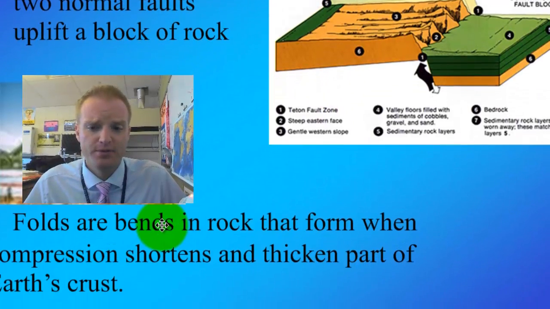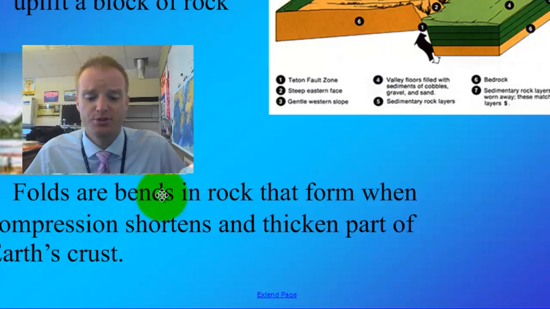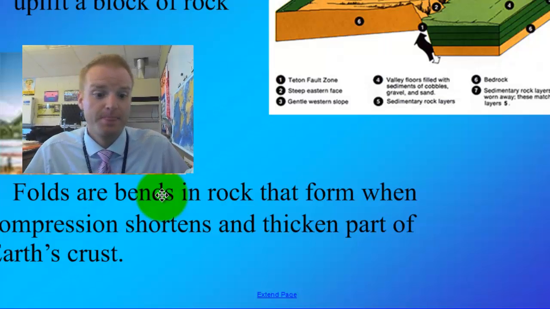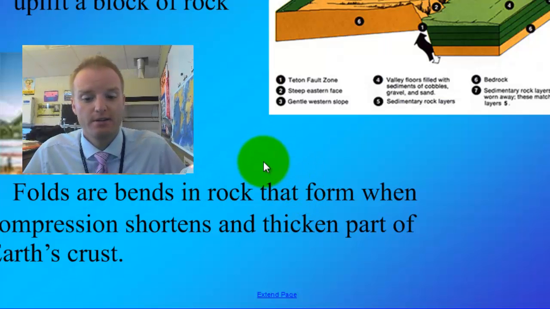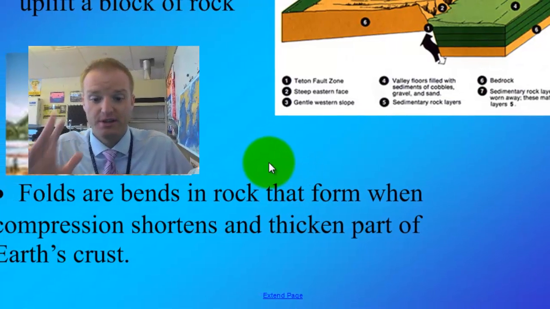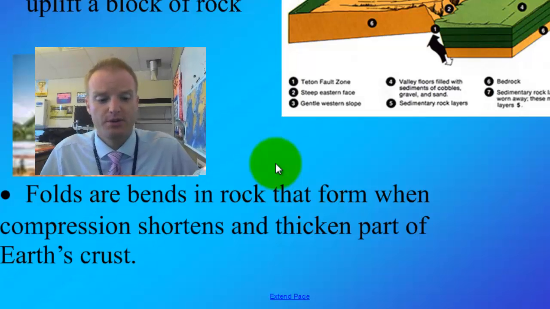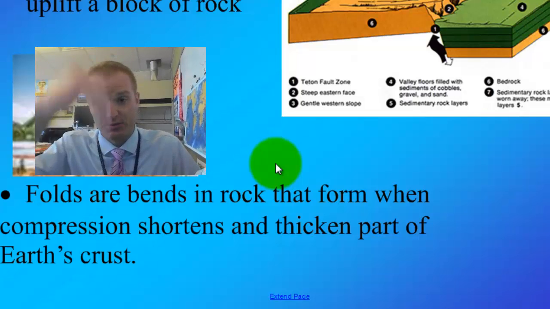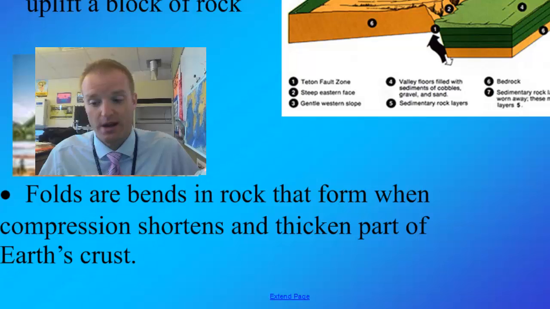Another example are folds, almost like when you just fold a sheet of paper, just push it together. Or when you get a rug and it gets kicked and it gets folds in it. Folds are bends in rock that form when compression, so you're pushing it together, shortens and thickens part of the crust. So when we get the peaks and valleys really close together, those would be the folds in the rock.